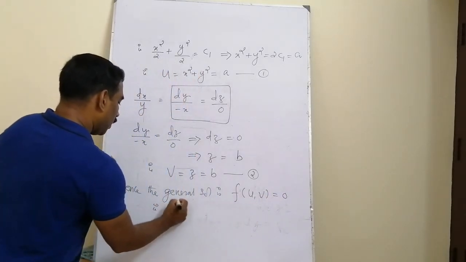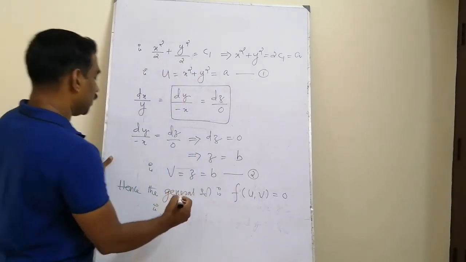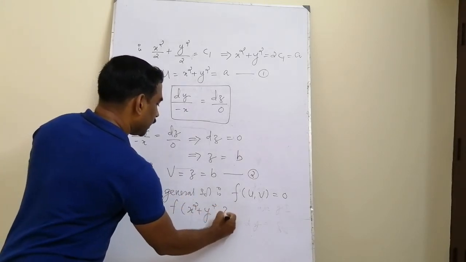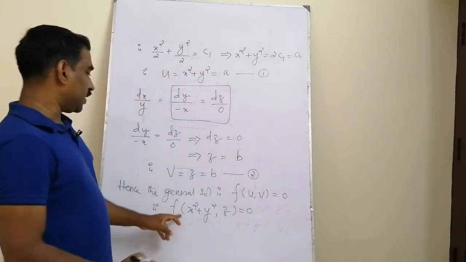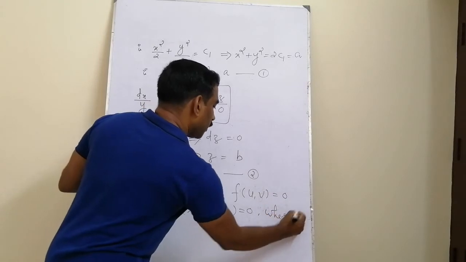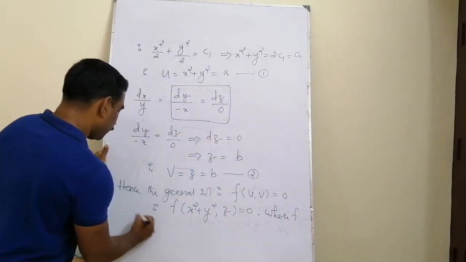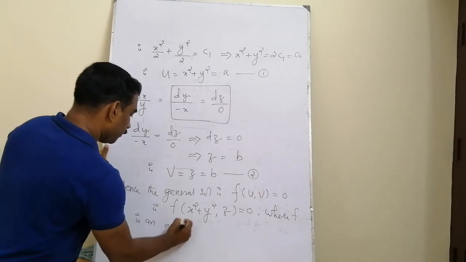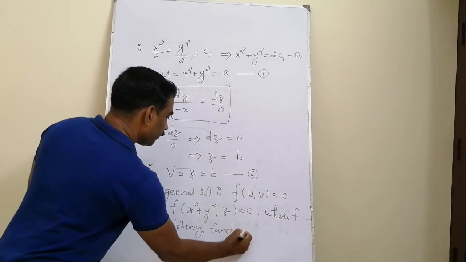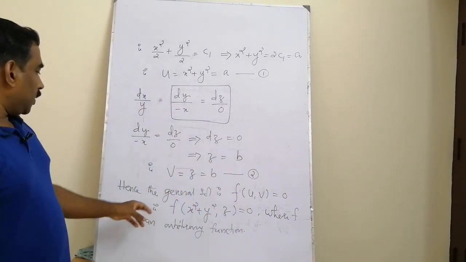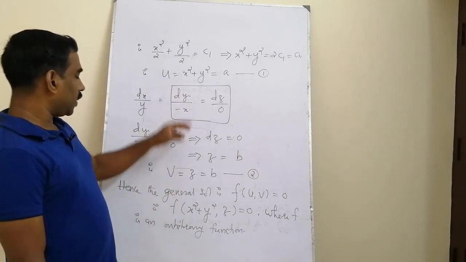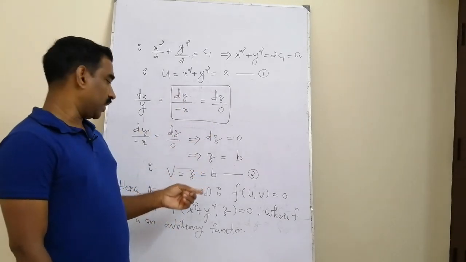That is f of what is u? u is our x square plus y square, comma v means z is equal to 0, where this f is an arbitrary function. Now see, the general solution contains only one arbitrary function, say f. So the corresponding differential equation is a first order partial differential equation.